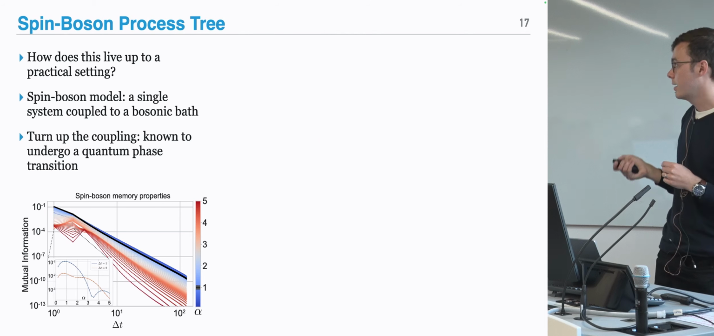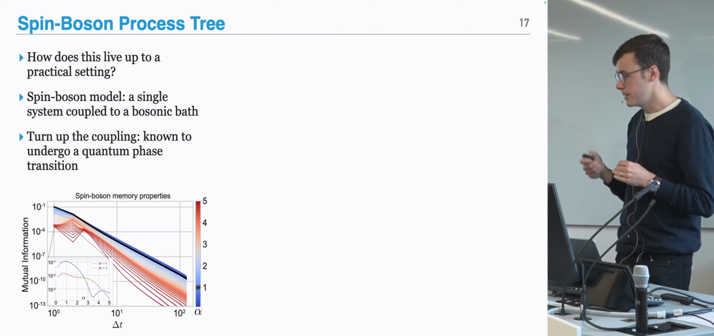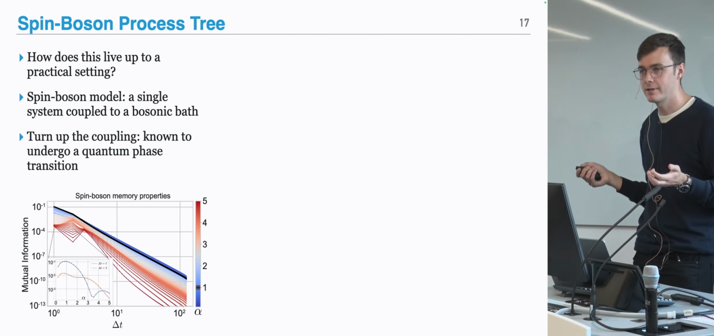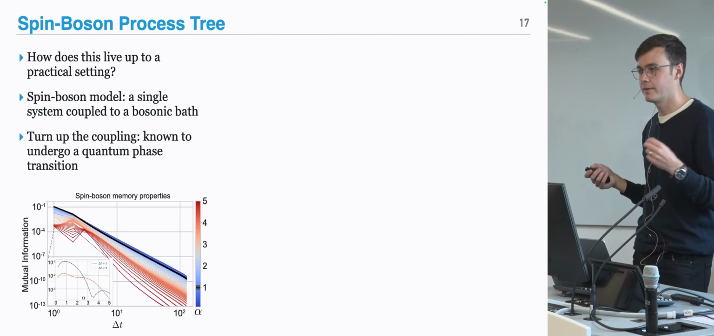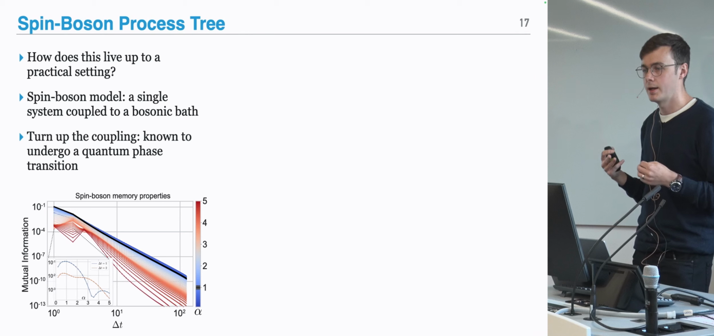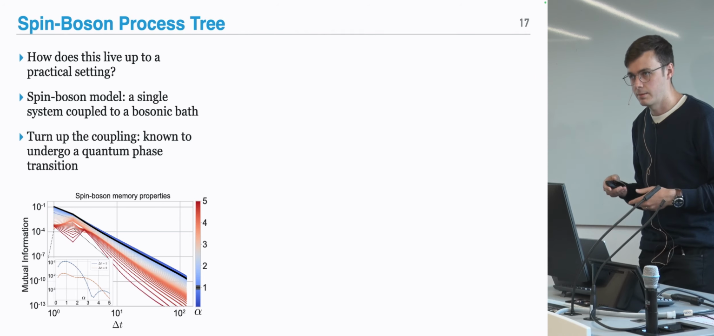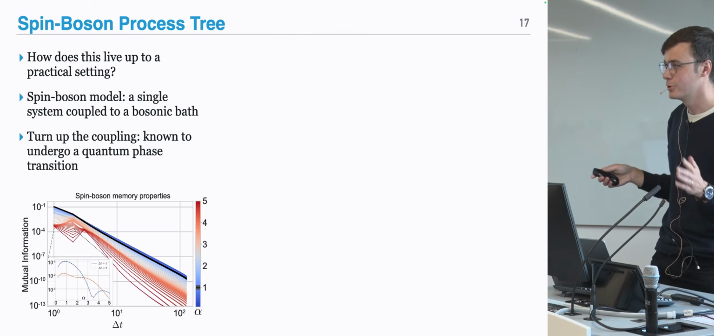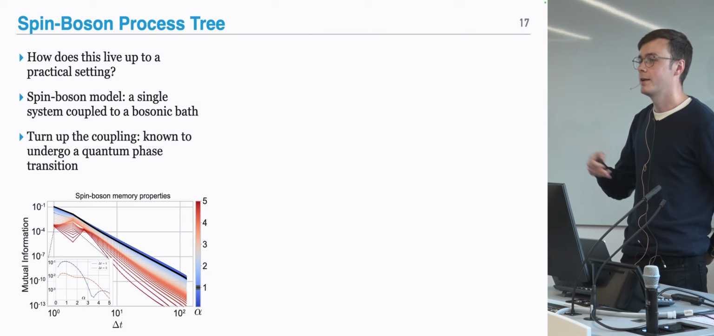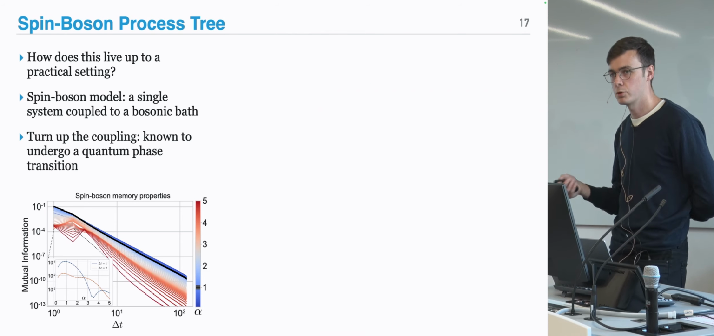But we also want to look at this in a practical setting, and for this we examined the spin-boson model. So the spin-boson model is a paradigmatic model in condensed matter physics, which is essentially a single spin coupled to a bosonic environment. And that environment has some spectral function. It behaves ohmic. These are not important words for the understanding.